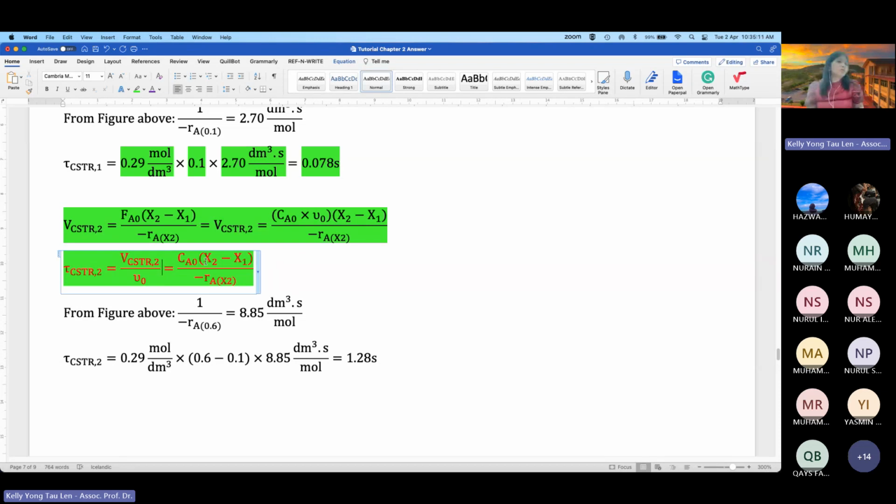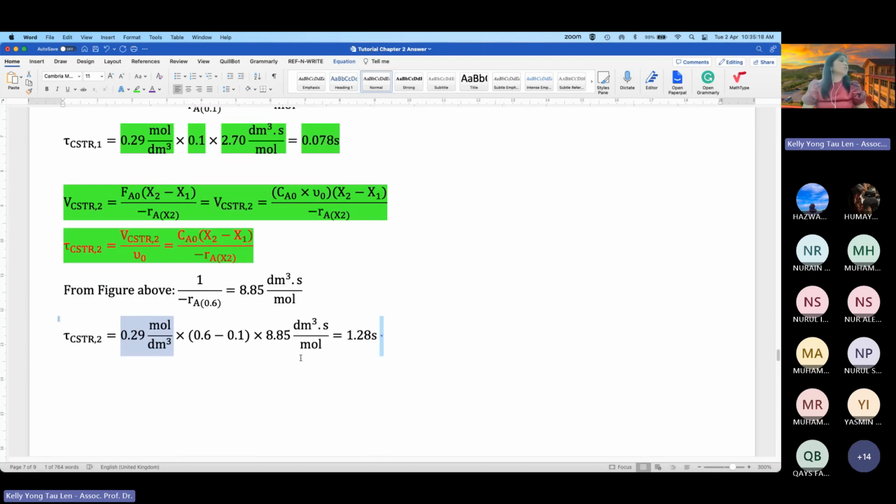So you just solve as usual. CA0 was 0.29. X2 is 0.6 from the question, X1 is 0.1, and from the Levenspiel plot, when your X2 is 0.6, your 1 per minus RA is 8.85. So you just multiply directly, because it directly gives you 1 per minus RA. When you solve, your space time for your second CSTR is 1.28 second. Okay, so you already solved it.